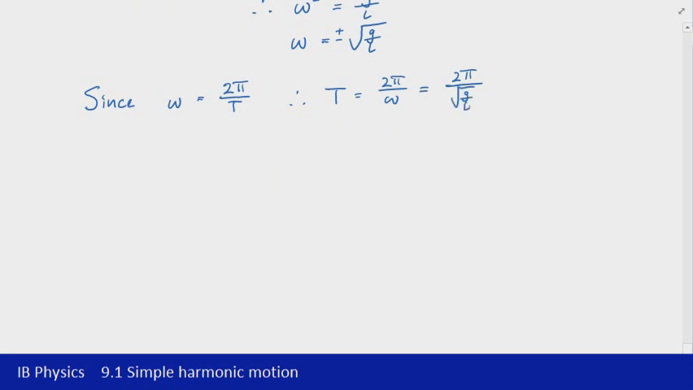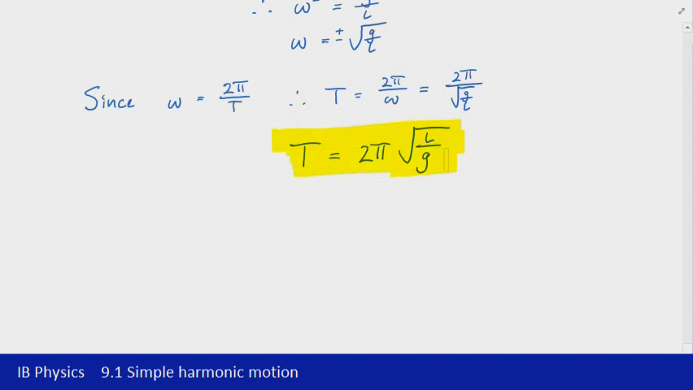I'm going to drop out the plus or minus here because when we're dealing with a period, we can't have a negative period. Time will only be a positive value, so it's always going to be positive here. And one last step then, getting rid of this denominator, we can write that T is equal to 2 pi root L on g. And that's the equation in the data booklet that relates to a pendulum.